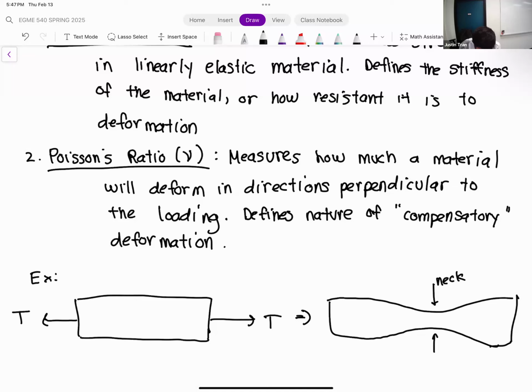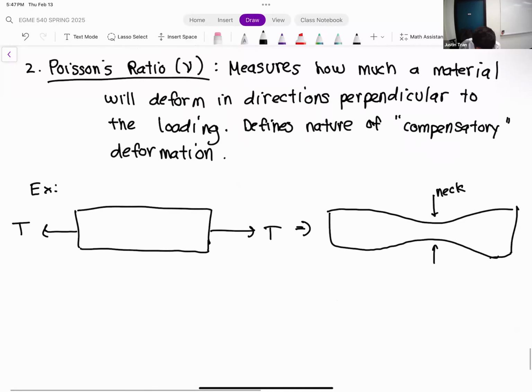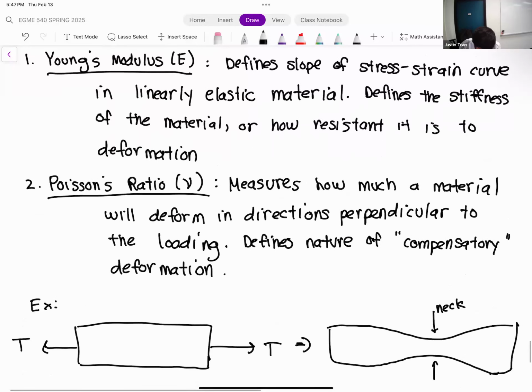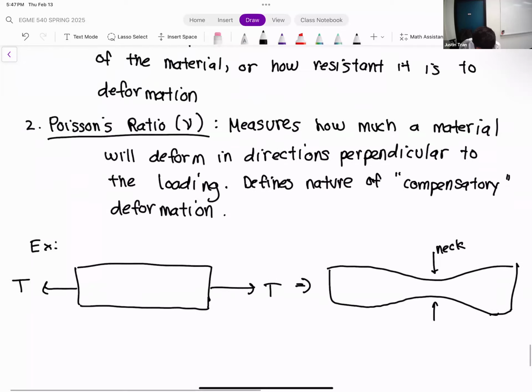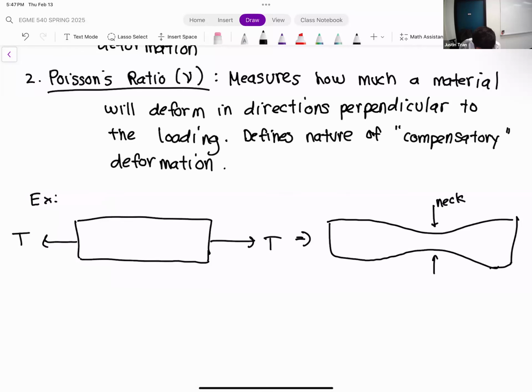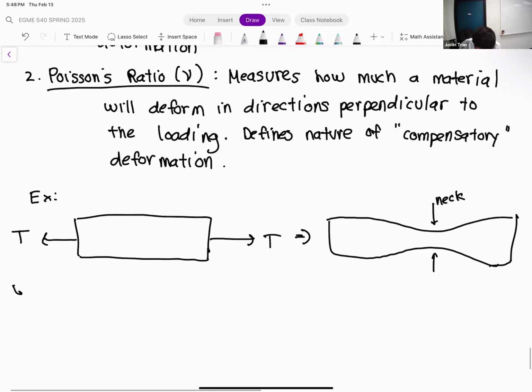All right. Any questions on this so far? Okay, good. Those are the two main ones, and these are the material properties that we typically define when we are defining our own material in ANSYS. There's actually another one for a linear elastic material called the shear modulus.